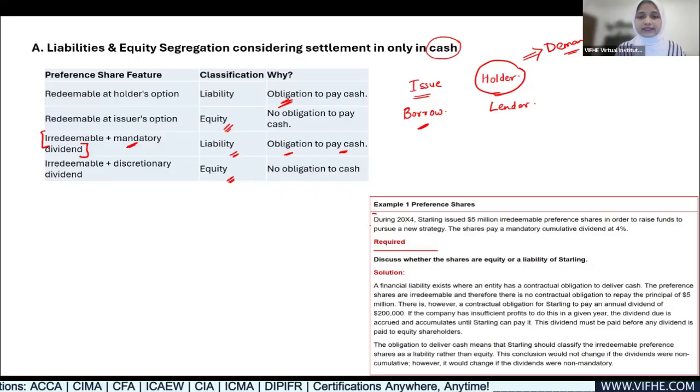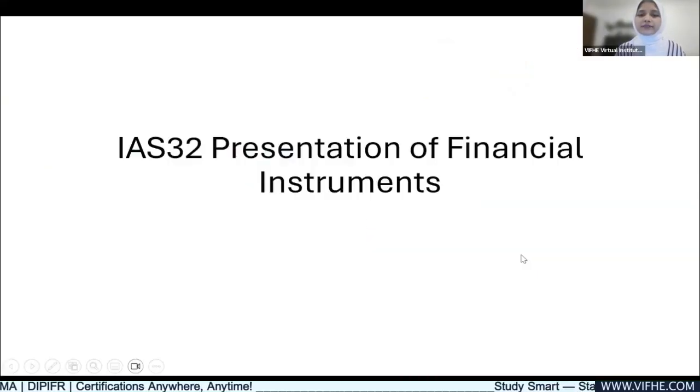Now, I'm going to read this example. I don't want you all to read the solution at all. Just focus on the example that's here.